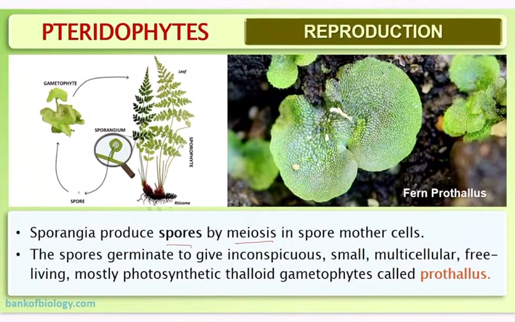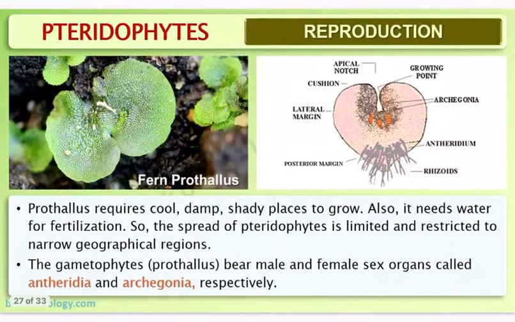Sporangia produce spores, as I said just now, by undergoing meiosis from spore mother cells. Remember SMC. SMCs undergo meiosis and produce spores. The spores germinate to give inconspicuous, small, multicellular, free-living, mostly photosynthetic, thalloid gametophyte. Means the sporophyte is giving rise to the gametophyte. And this gametophyte is called prothallus. This is the typical characteristic of pteridophytes.